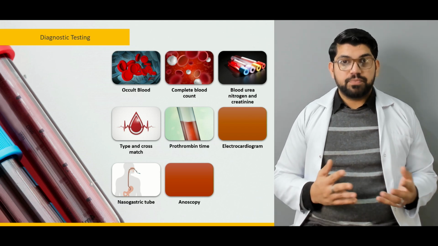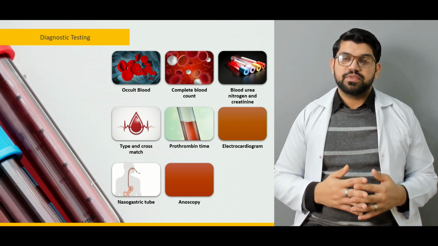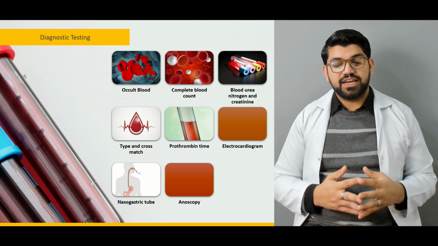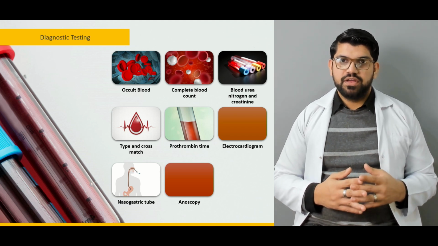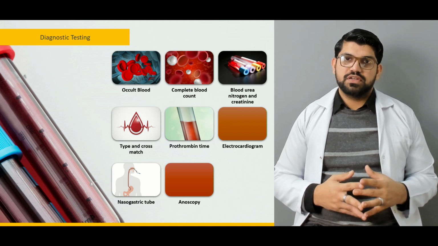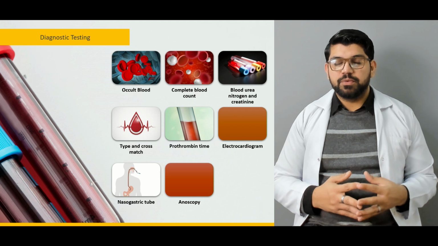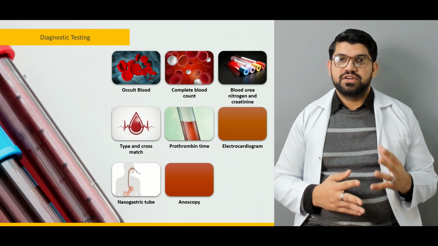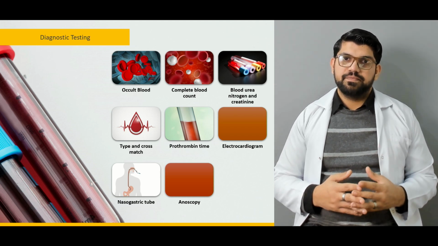Anoscopy, proctoscopy in simple words. You have to visualize with rectal examination and proctoscope if there is bleeding from the rectum or not. What type of bleeding would it be? Fresh, red color bleed.